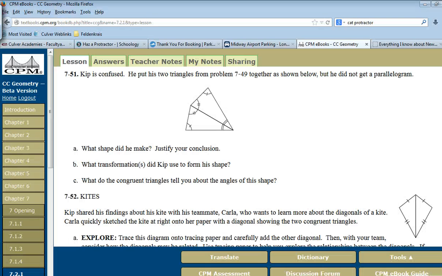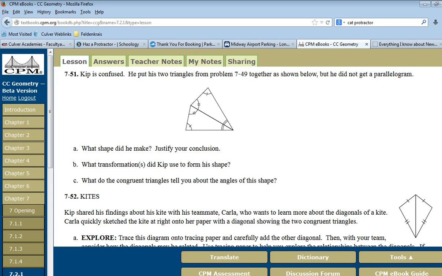In 7.2.1, we started cataloging the important characteristics, the very reliable characteristics of special quadrilaterals, those quadrilaterals that have distinct names.